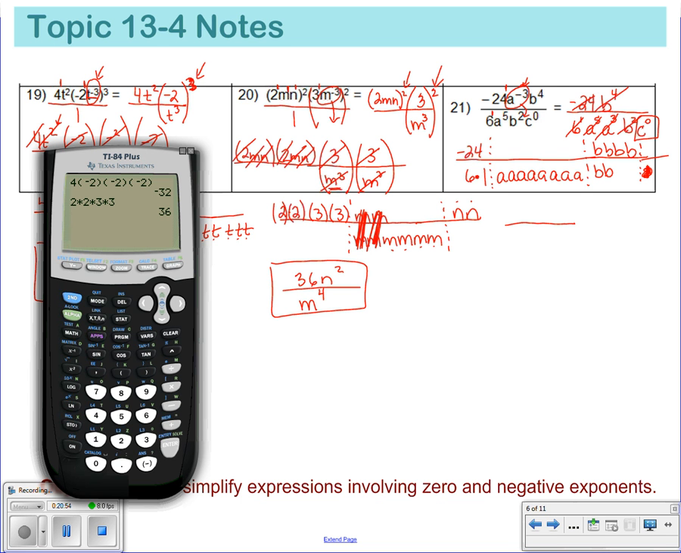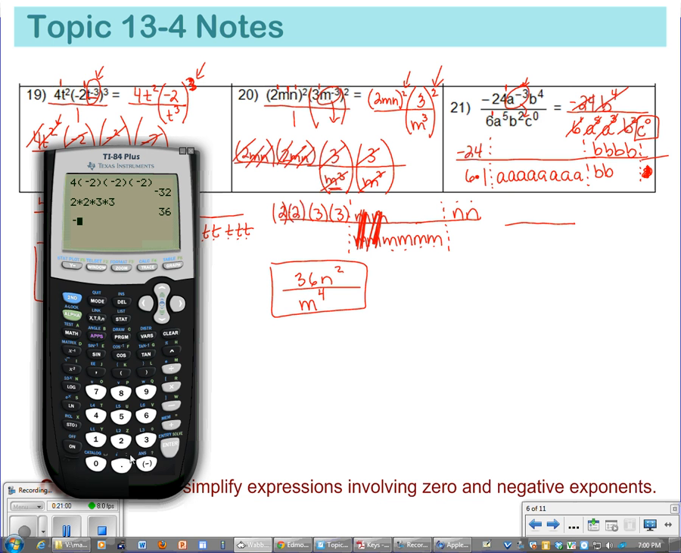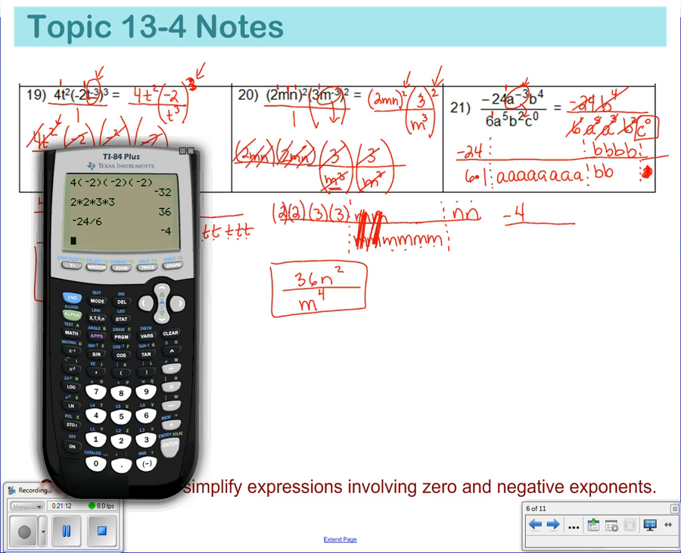So now we're going to use our calculator. This negative 24 divided by 6. And I'm just going to say 6 because 6 times 1 is just 6. So negative 24 divided by 6 gives us a negative 4. It's a whole number. That means it goes in the numerator. So we've taken care of the numbers.